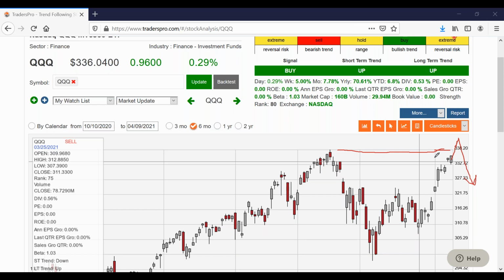The market, as far as sentiment is concerned, is extremely bullish. There's so many people out there that are of the belief that the market is going higher, and that's usually what you see at the top.